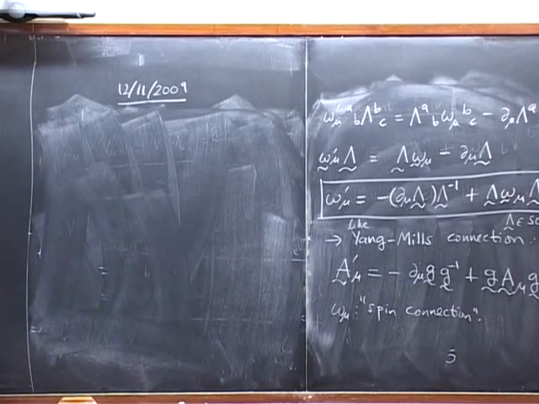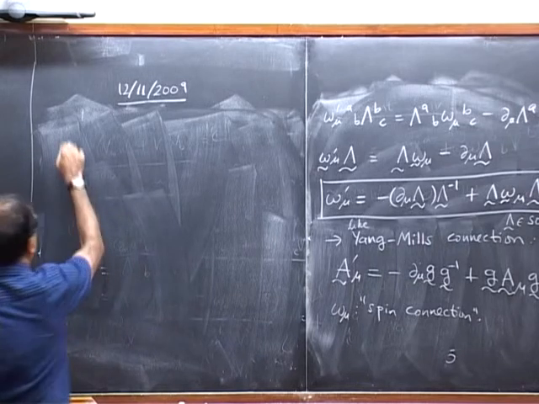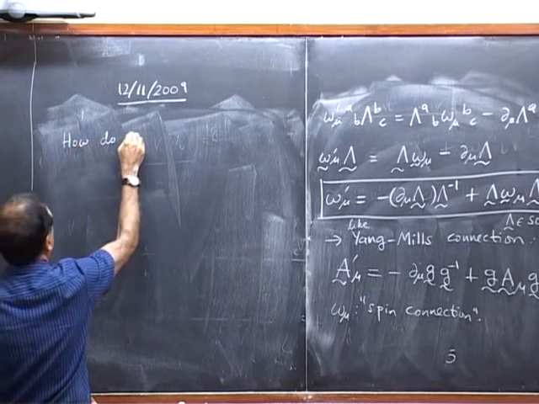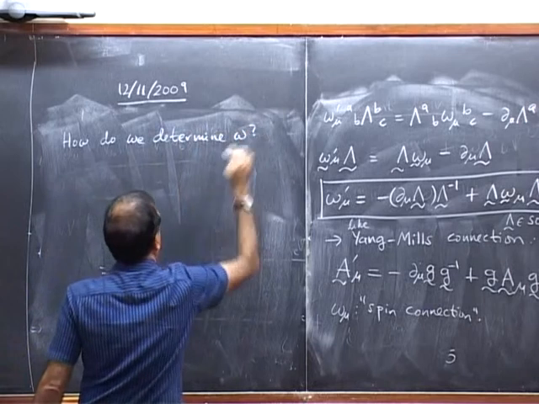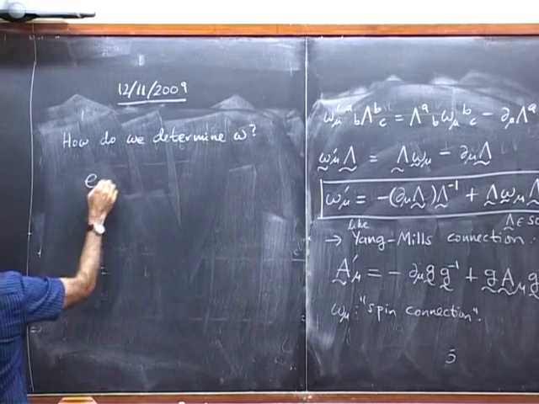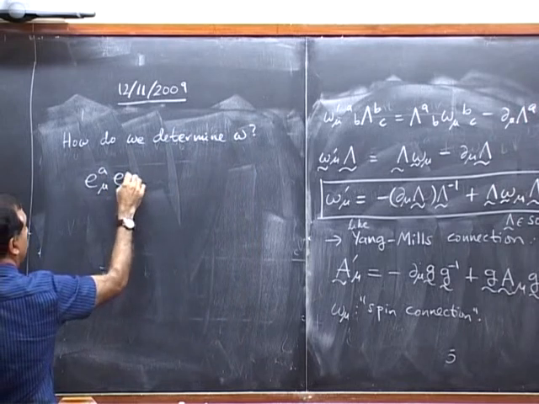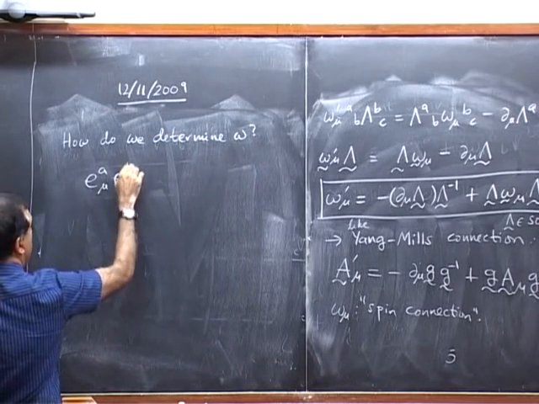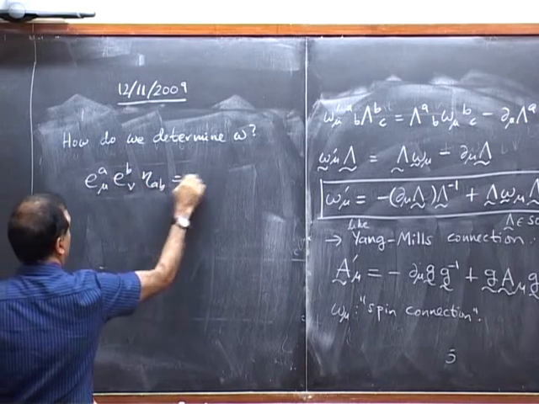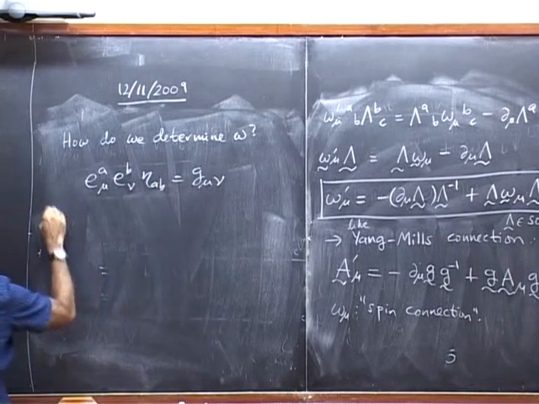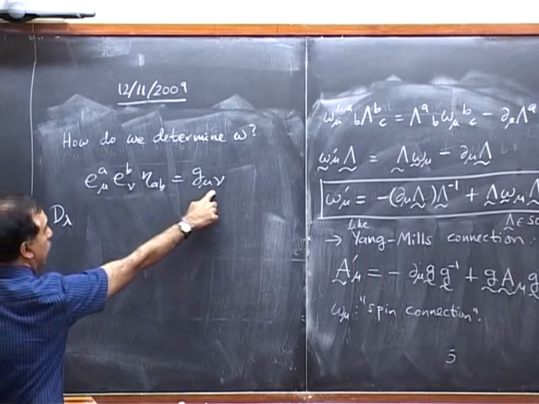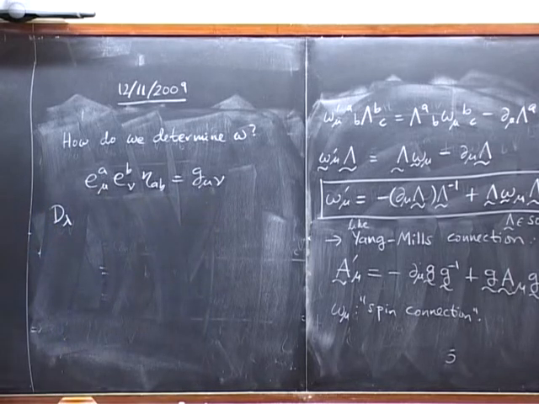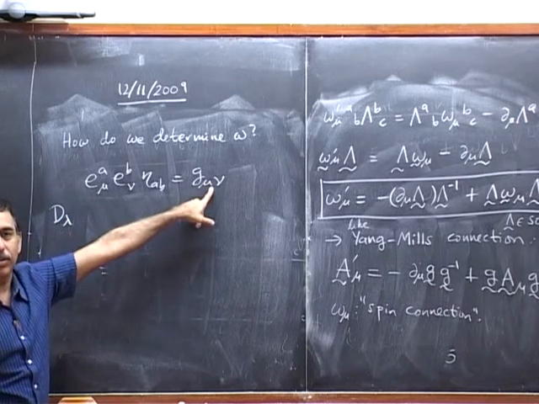Well, there are two things to be done here. One is, how do we determine omega? And the answer is, consider e^A_mu e^B_mu eta_AB equals g_mu nu. And let's act with d on both sides. So we have d on this equals d on that. What's d on this? Zero. That's now the usual d. This has no LLT indices, so it's the usual d.